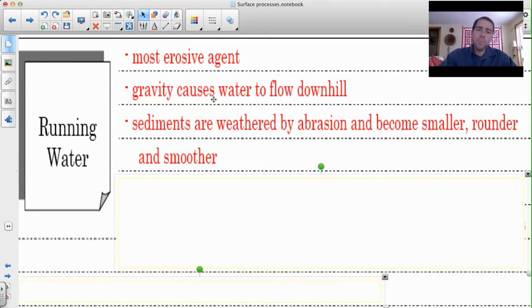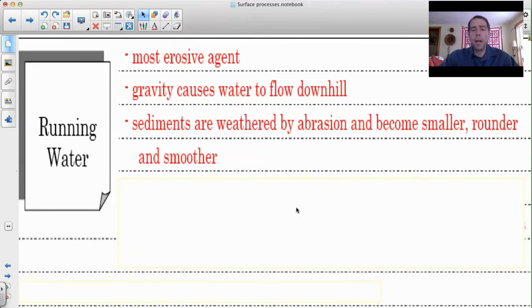So these sediments, if you remember from the lab, the whole lot of shaking where you shook those sediments up, that abrasion is where the particles are sanded or smoothed, and they become smaller, rounder, and smoother. You saw that firsthand in that lab.